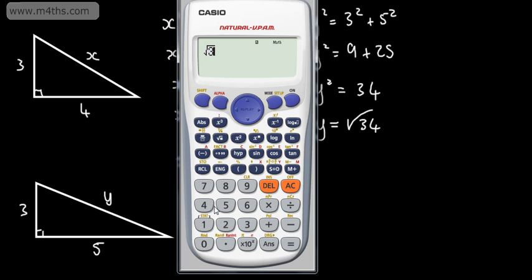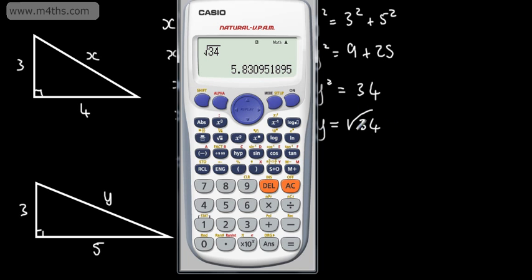So we can write now the root of 34. Now if we think the root of 36 is 6, the root of 25 is 5, so this should be probably about 5.8. So if we just look at that, this now is in exact form. We would leave it like so. 5.83 to 2 decimal places.